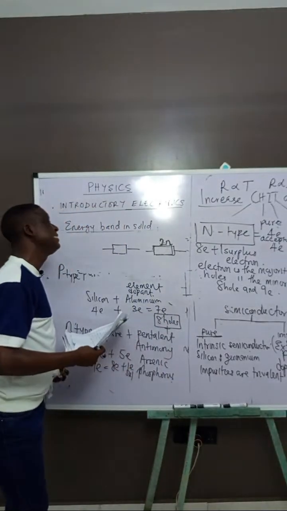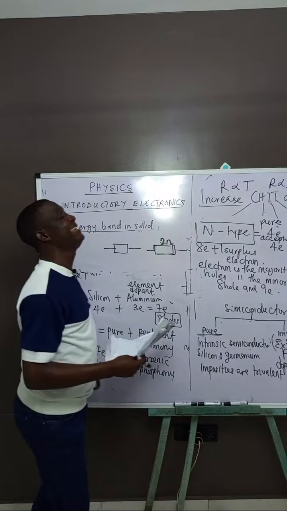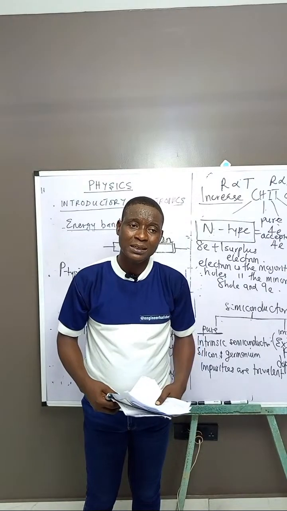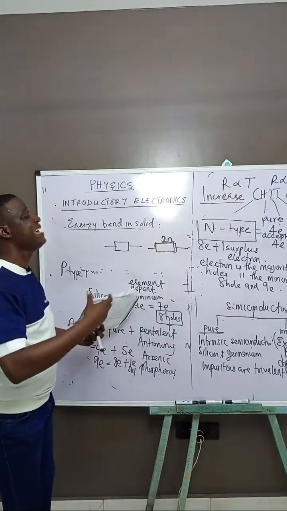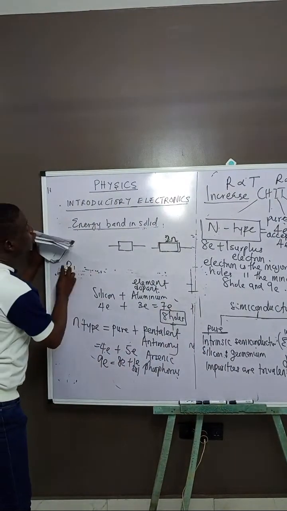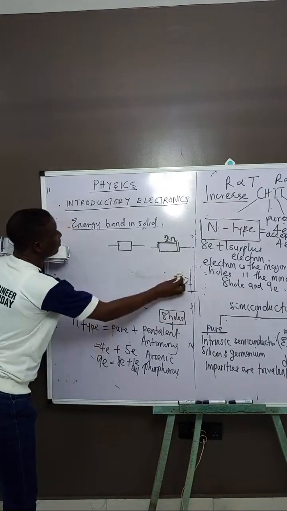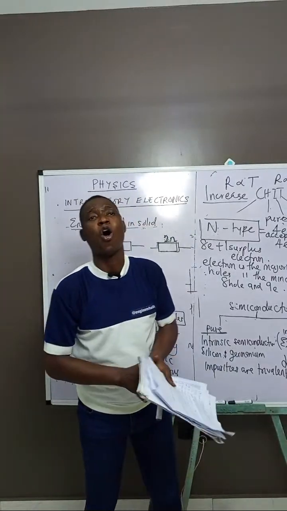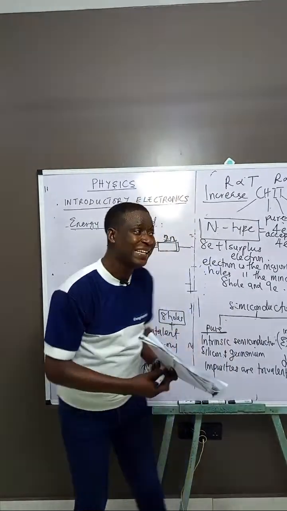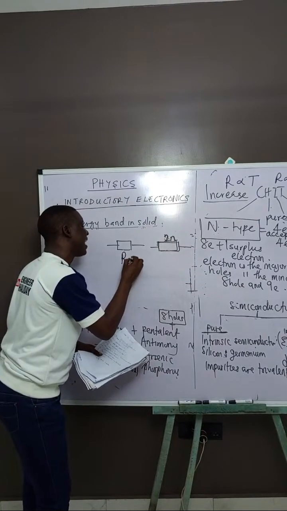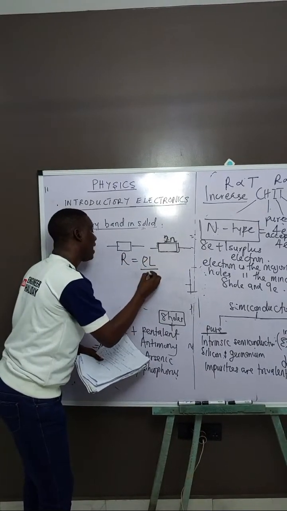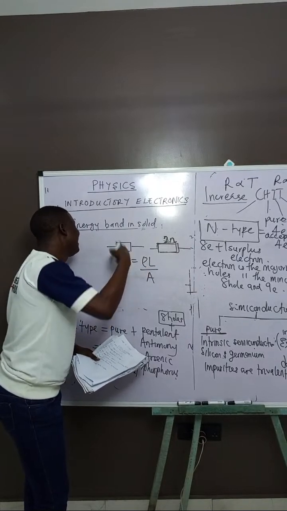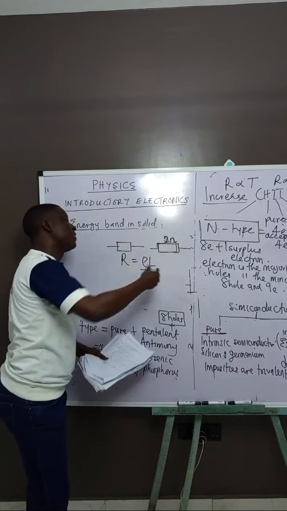Resistivity is the inverse of conductivity. Meaning that the resistivity is the property or the nature of a material. It comes from the resistance law, which is R equals rho L over A. That means it's a constant. It's a nature. It gives the nature of the materials.